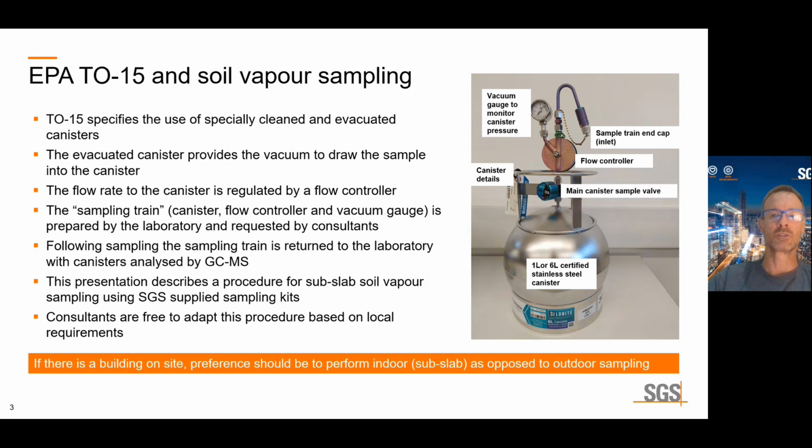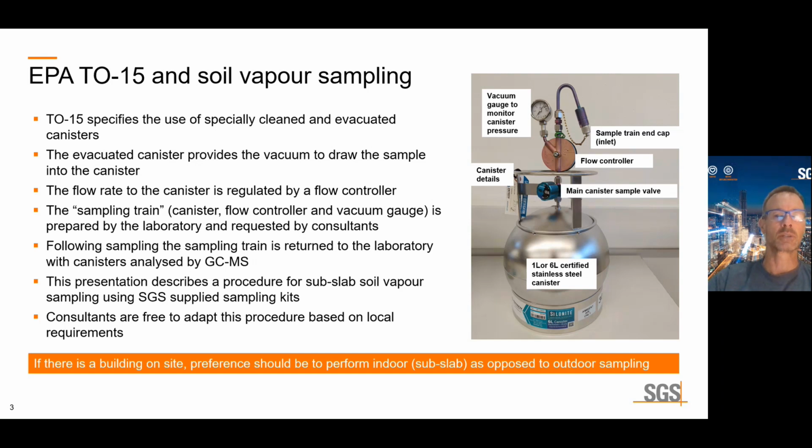US EPA method TO15 specifies the use of specially cleaned and evacuated canisters for soil vapor sampling. Canisters are evacuated, and it is this vacuum that is used to draw the sample into the canister. The flow rate at which the sample is collected is regulated by a flow controller. The sampling train consists of the canister, the flow controller, and a vacuum gauge.